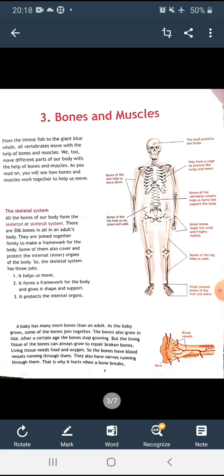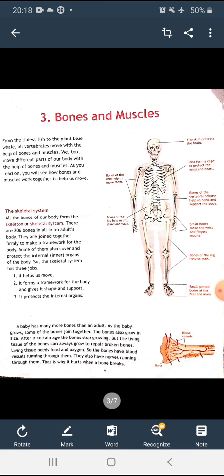Dear students, we have completed the syllabus up to the month of September of science. So, all of you know that in September your exams are coming. So, for this, revision is a must. So, we will be starting revision from chapter number 3. Chapter number 3, bones and muscles.